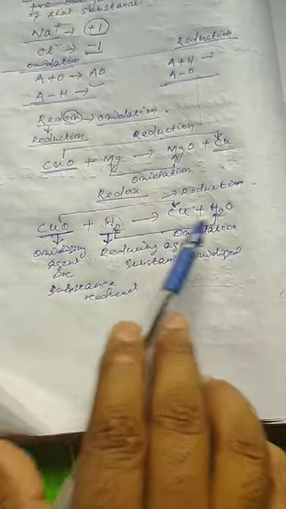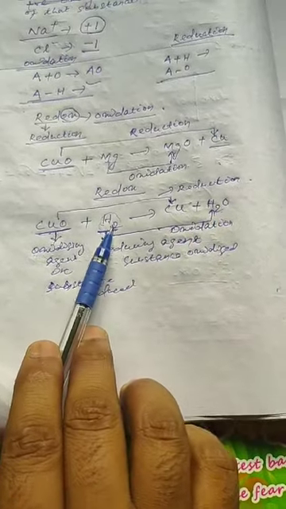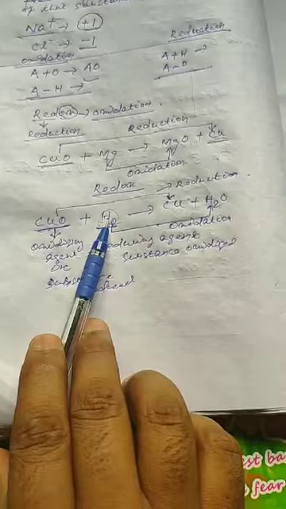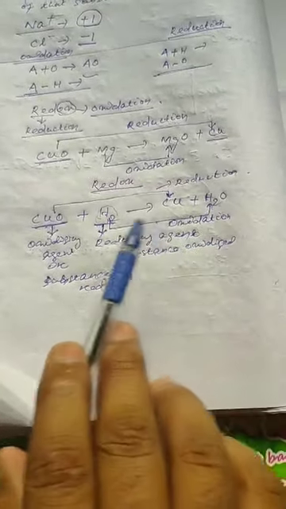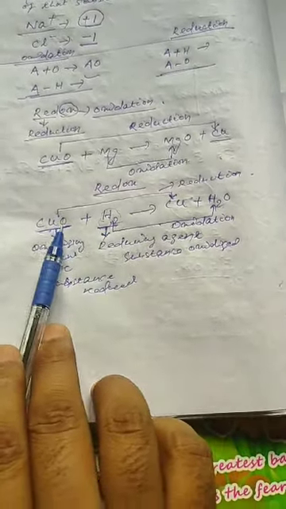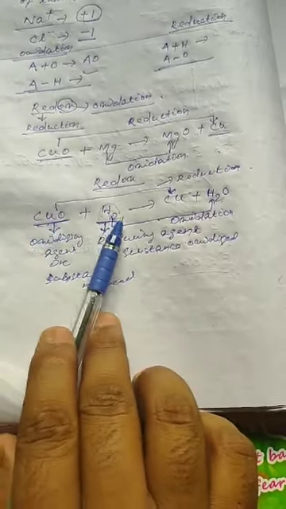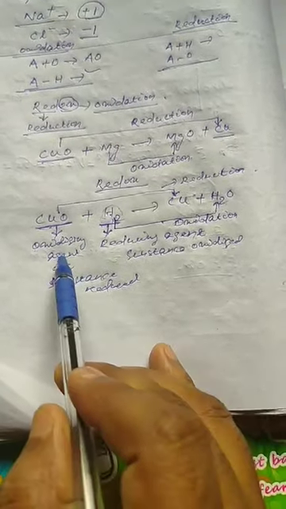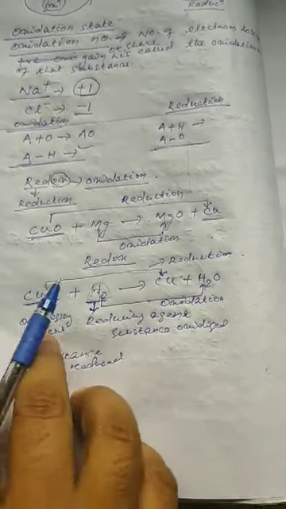Similarly, hydrogen is oxidized. See there, hydrogen is oxidized to produce water. That means hydrogen is the substance oxidized, and this hydrogen gains oxygen from copper oxide. So copper oxide helps this hydrogen to oxidize. So copper oxide is the oxidizing agent. So this is all about the redox reaction, the oxidation reduction reaction.